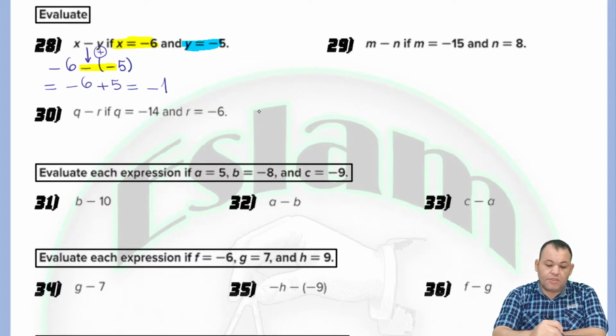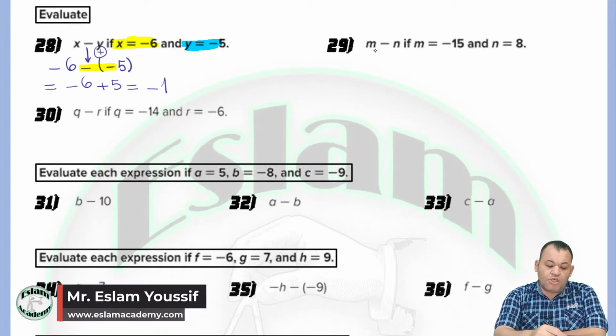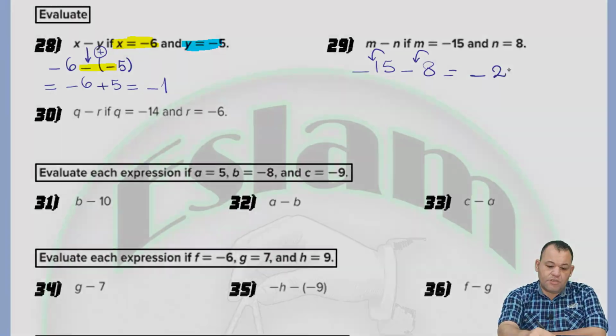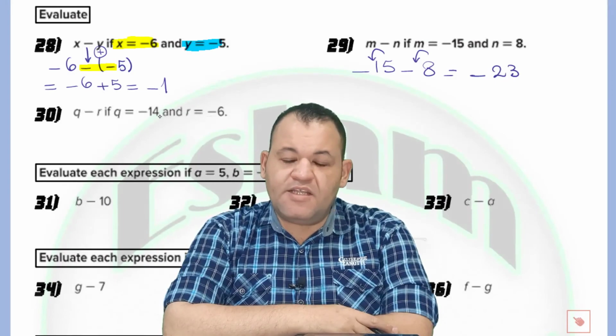Again for question 29, m minus n. If m equals negative 15 and n equals 8. Now I'm just replacing m with negative 15, minus n, which is 8. Now 15 and 8, both of them are negative, so the answer will be negative. They have the same sign, so I will add them. 15 and 8 equals 23. And that's how we can subtract the two integer numbers.